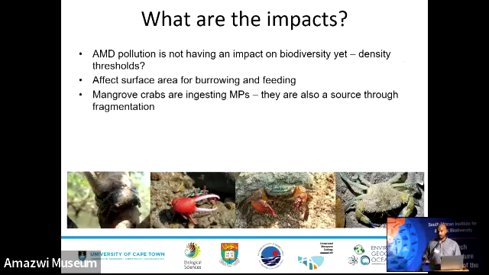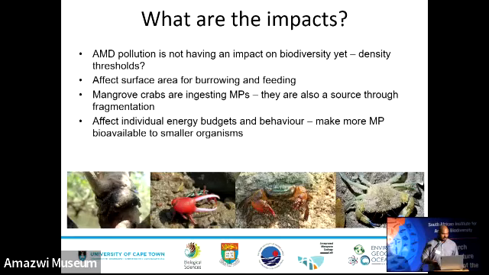We need to find out if there are density thresholds. But if the surface area is covered, this means there's less surface area for crabs and gastropods to burrow and to feed. So at some point, it's going to be negative. The crabs are ingesting microplastics, but they are also a source. We're also seeing that the microplastics may affect their individual energy budgets and behavior, and also make the microplastics available to smaller organisms.